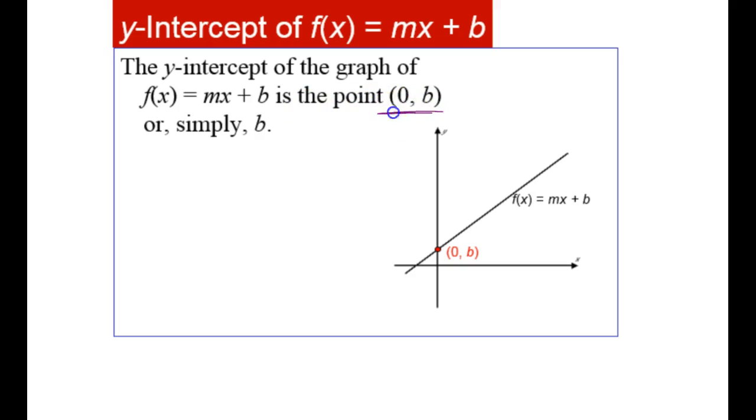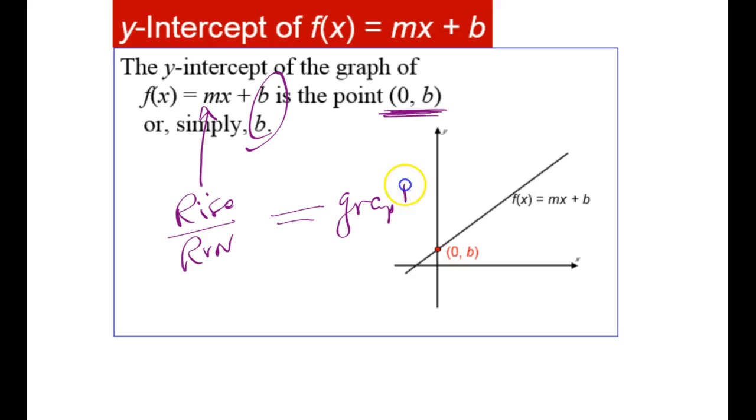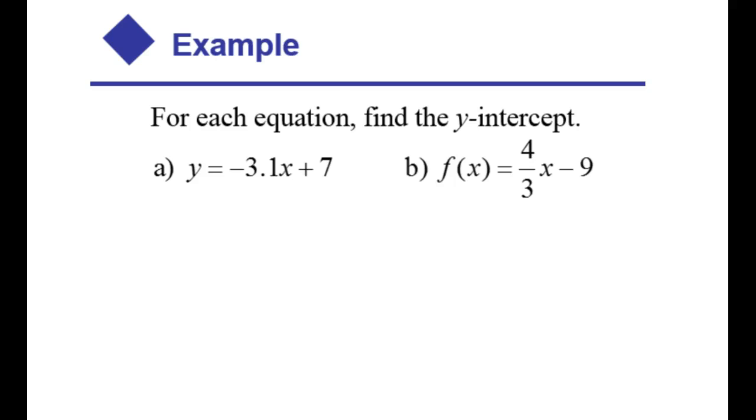The y-intercept is always some point (0, b), in this case b, and m is going to stand for slope, and we're going to use the definition rise over run right now because I'm giving you a graph. Later on we're going to learn another definition of slope if I give you 2 points. So for each equation, find the y-intercept.